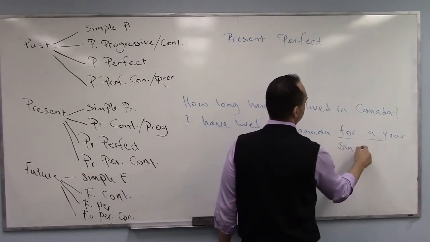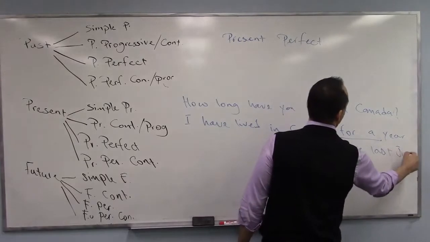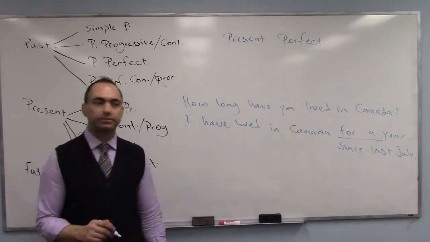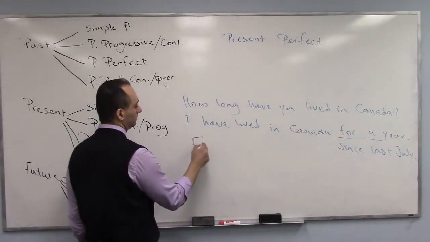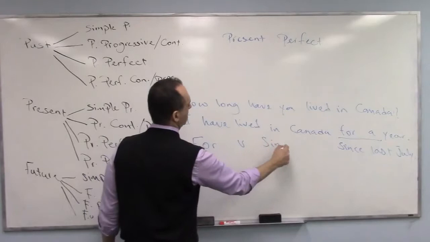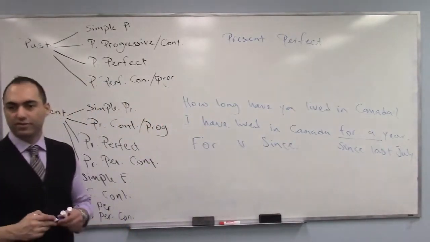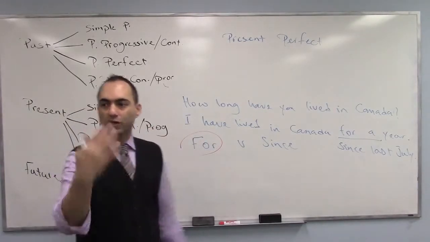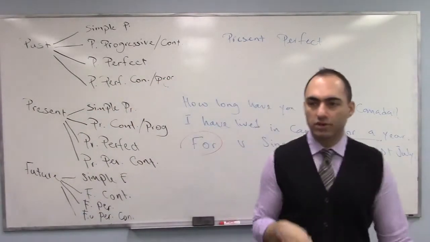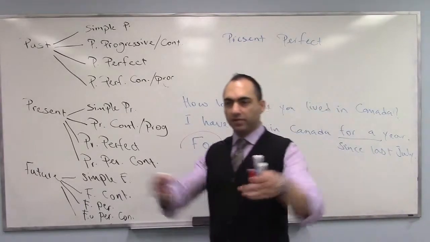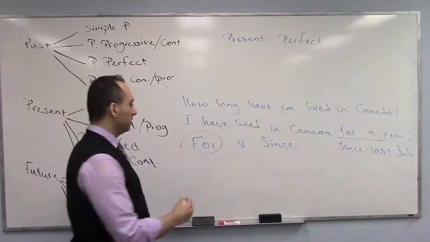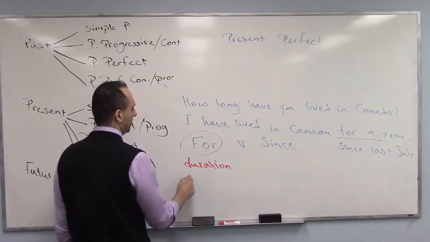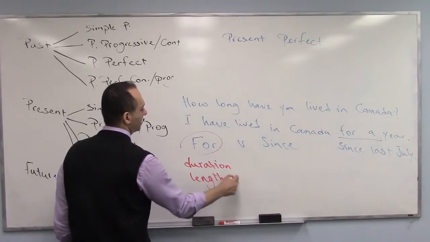Since last July. Remember, for versus since. What's the difference? For, what is it? For 2 years, for 3 years, for 2 weeks, for 1 day, for a day, for a year. It's about the duration, period, length of time.